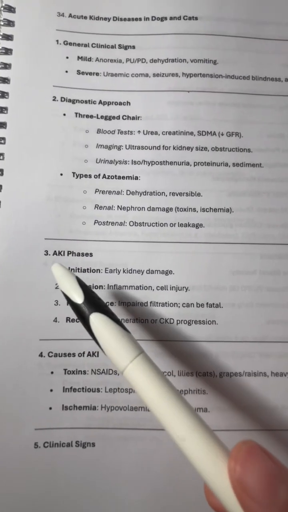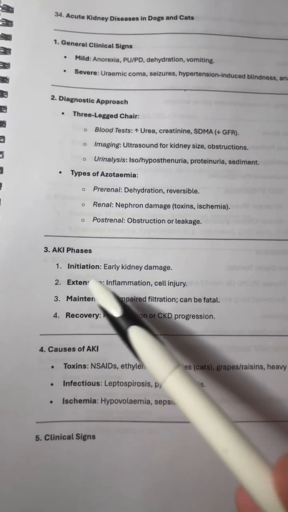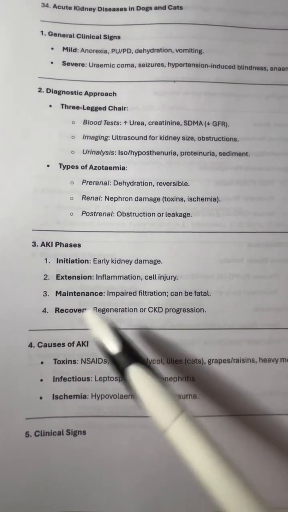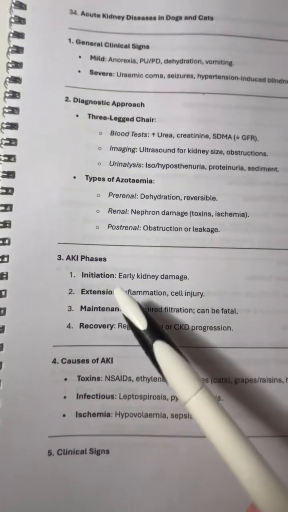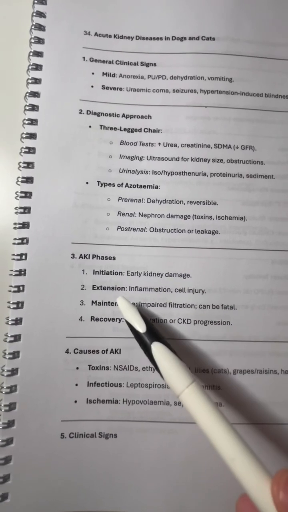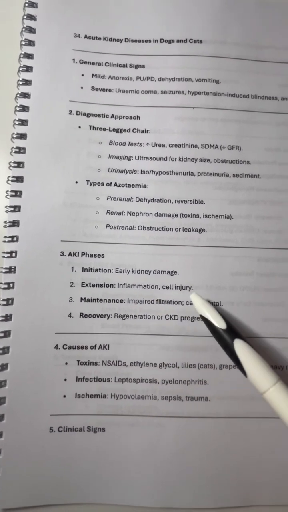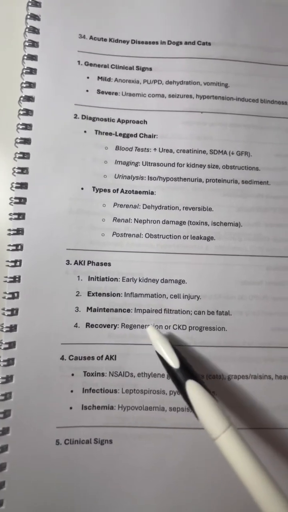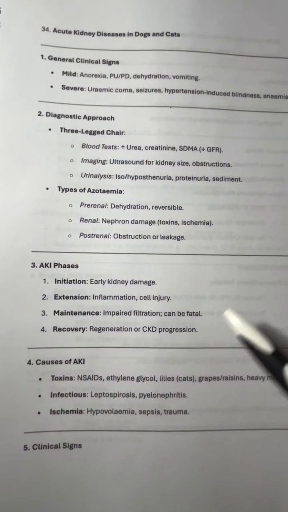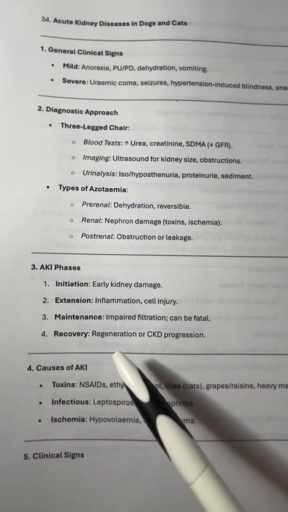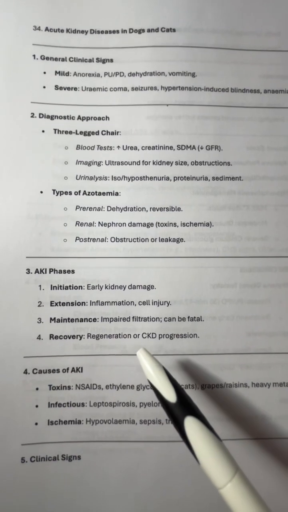There are 4 phases of acute kidney injury: initiation, extension, maintenance, and recovery. In initiation, this is early kidney damage. In extension, this is inflammation or cell injury. In maintenance, this is impaired filtration and it can be fatal. For recovery, there will either be regeneration or the disease will progress to chronic kidney disease.